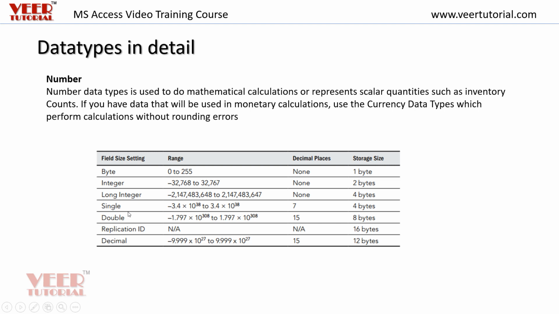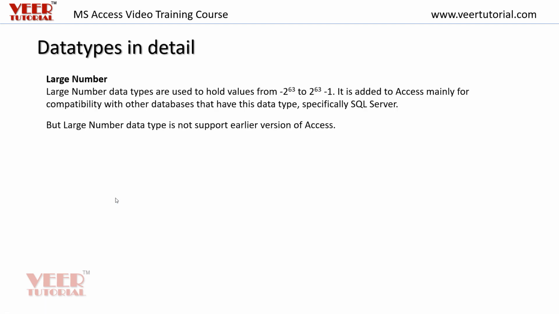If it is much more than that, then select single. If we have decimal places in the numbers, then select double. We rarely use replication ID or the decimals. The most usable field settings would be double or long integer. Large number data types are used to hold values from this range to this range. It is added to Access mainly for compatibility with other databases that have this data type, especially SQL servers, but the large number data type is not supported in earlier versions of Access.